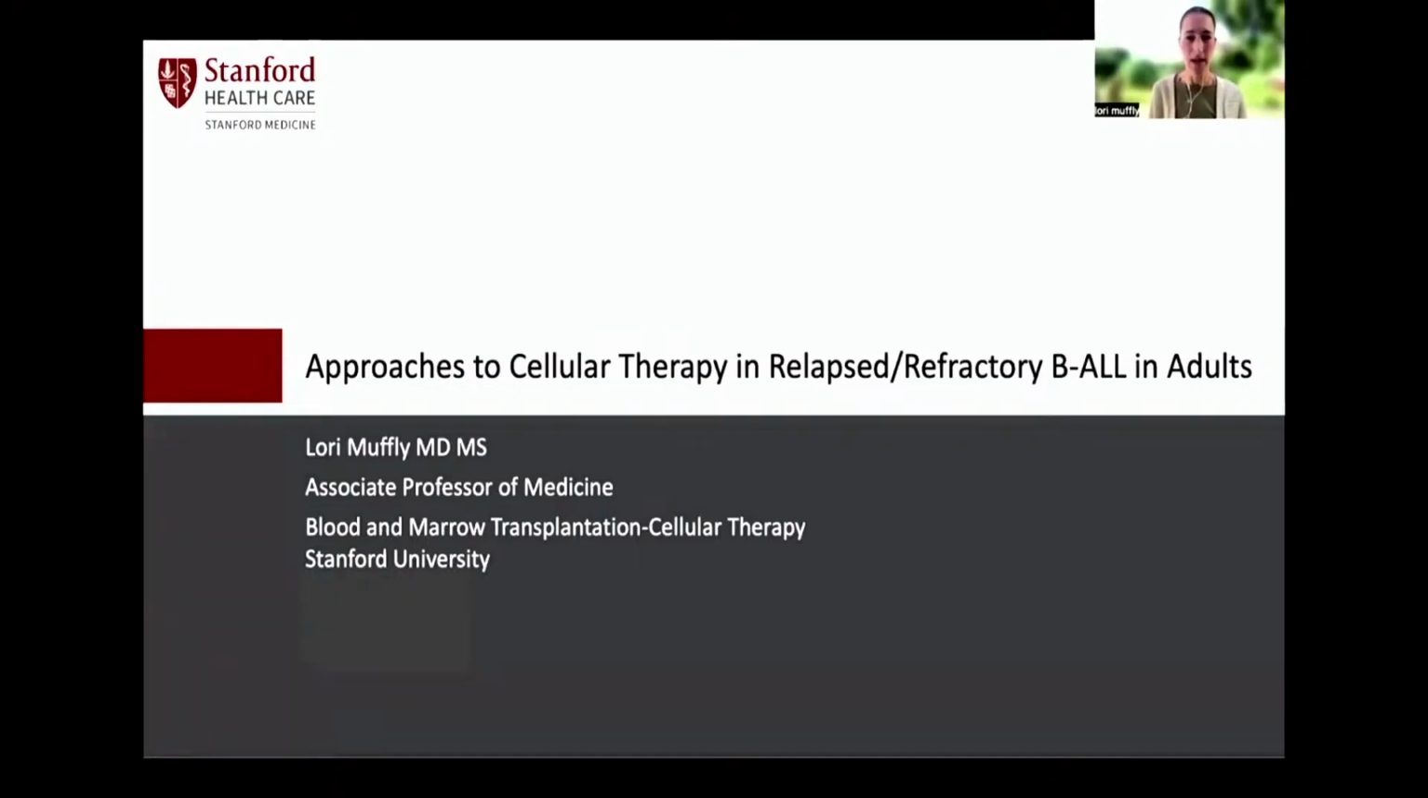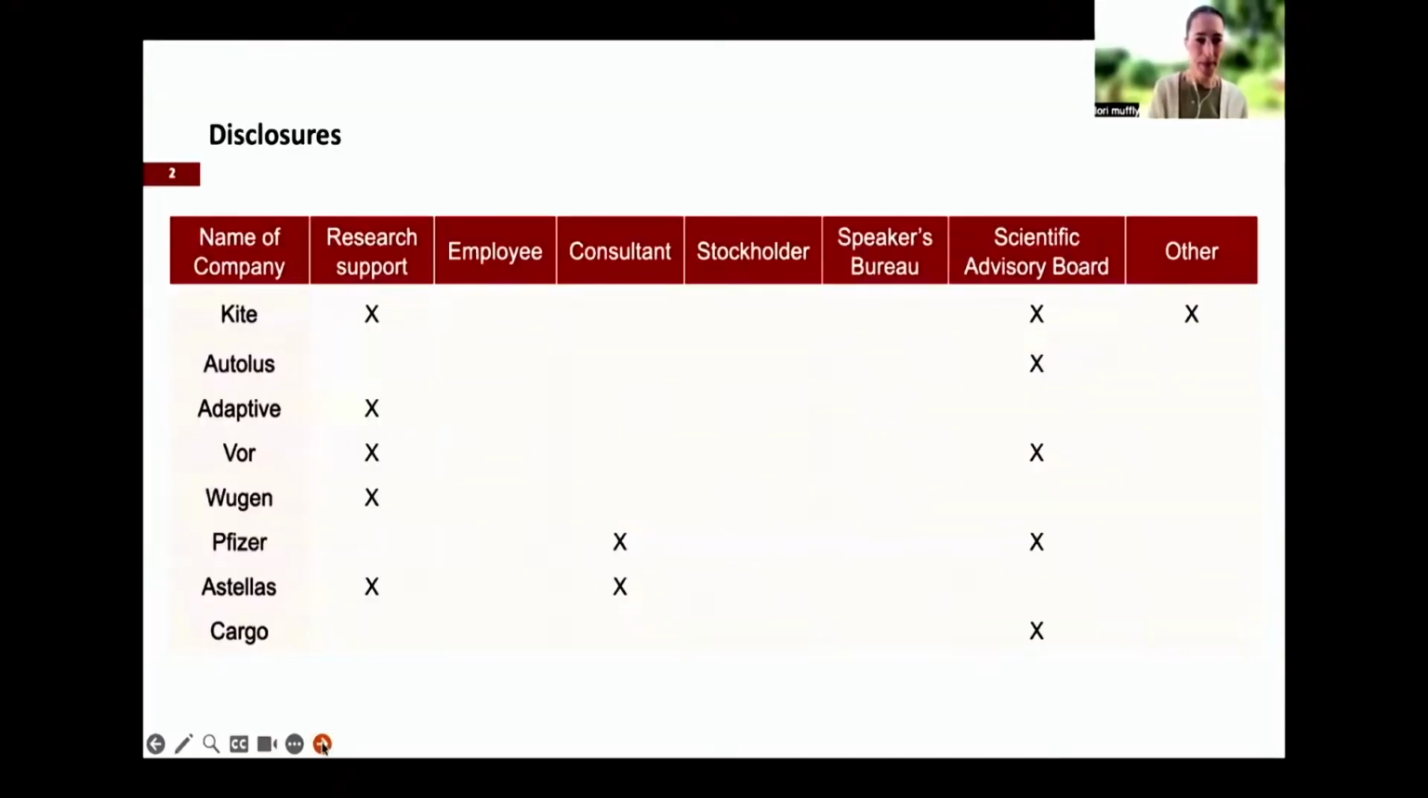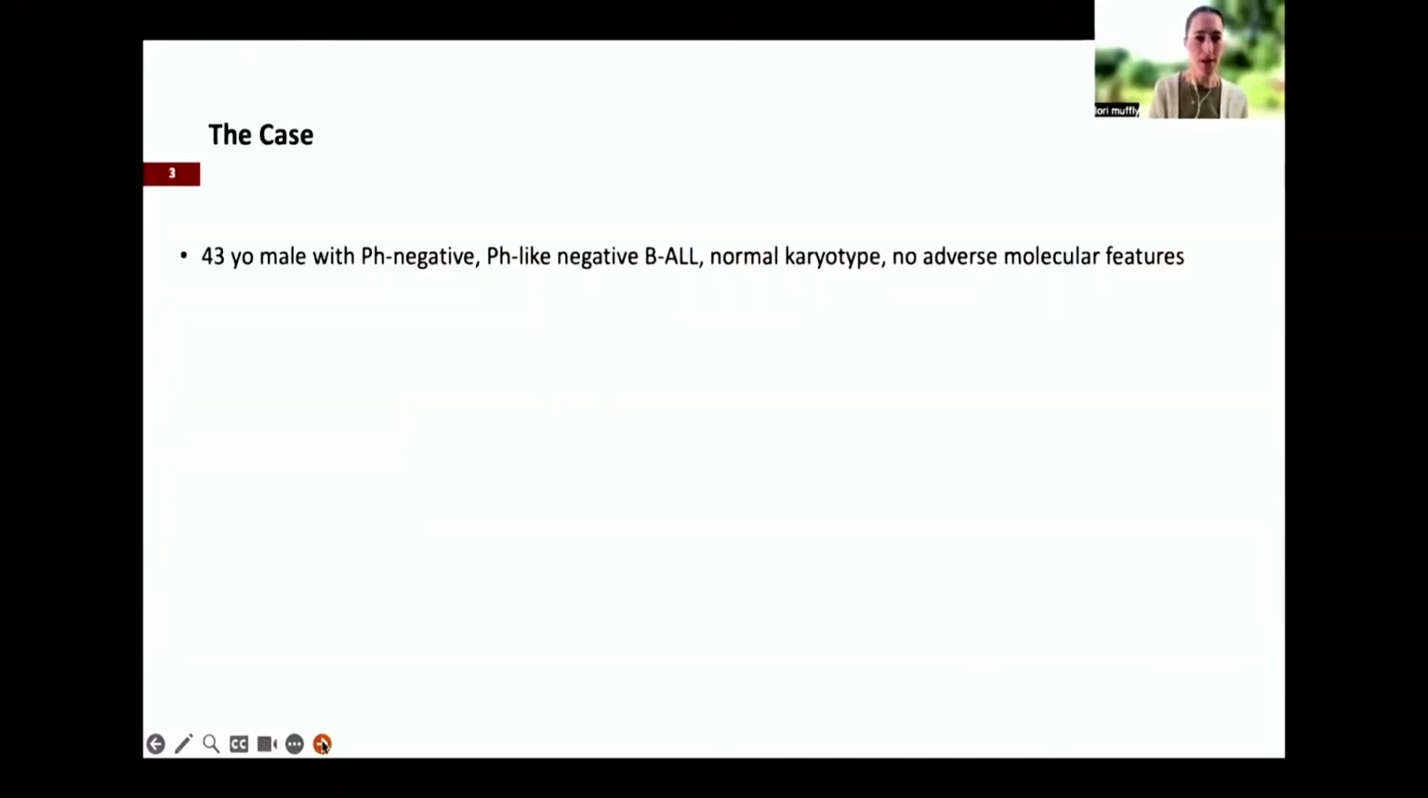The title of my talk today will be Approaches to Cellular Therapy in Relapsed Refractory B-cell ALL in Adults. Here are my disclosures. I thought it may be best to frame this discussion in the context of a case. This will be a case that is a takeoff of a patient in my clinic.